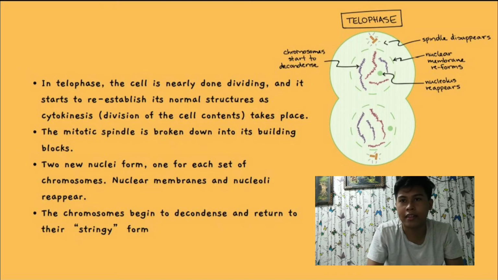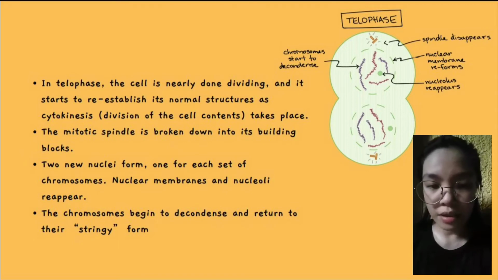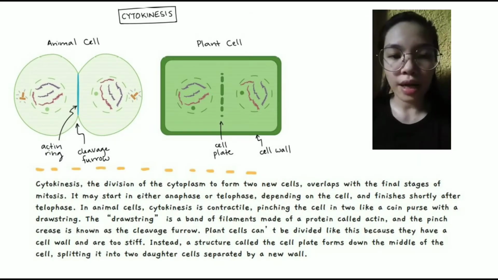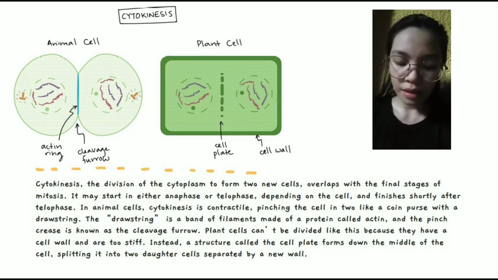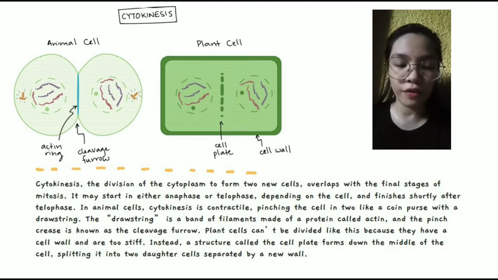The next one is telophase. In telophase, the cell is nearly done dividing. It re-establishes normal structures as cytokinesis, the division of the cell's contents, takes place. So in telophase, the spindle fibers disappear, the chromosomes start to decondense, and the nuclear membrane starts to form again. Then, cytokinesis happens. In cytokinesis, the cytoplasm splits into two, making a cleavage furrow.